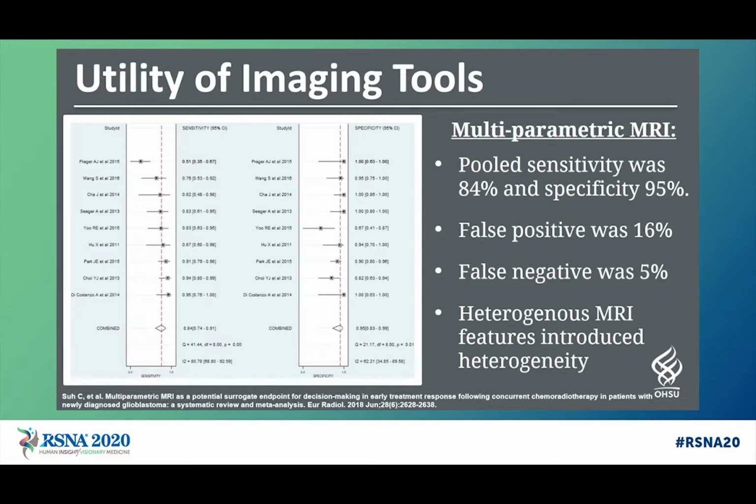In a third study, Su et al. performed a systematic review and meta-analysis of 9 studies comprised of 456 patients to evaluate the use of multiparametric MRI as a potential surrogate endpoint for the determination of pseudoprogression in patients with glioblastoma. This study demonstrated that a combined imaging approach with diffusion and perfusion-weighted MRI could achieve a pooled sensitivity and specificity of 84% and 95% respectively. However, the variety of imaging techniques introduced marked heterogeneity in the meta-analysis.